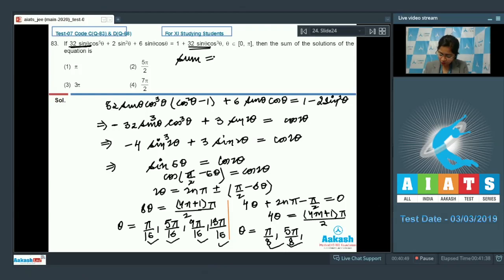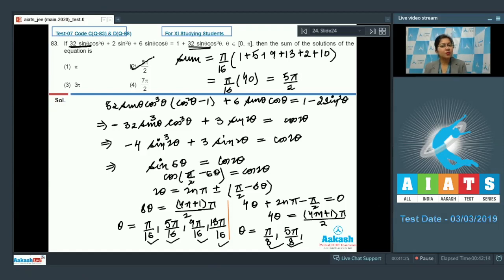So sum will be equal to, taking pi by 16 common, we will get 1 plus 5 plus 9 plus 13 plus 2 plus 10. That is equal to pi by 16 into 40. That is equal to 5 pi upon 2. That is, the correct answer will be option number 2.